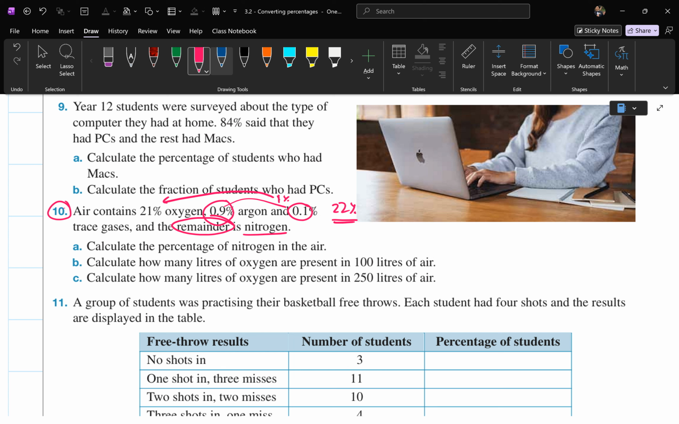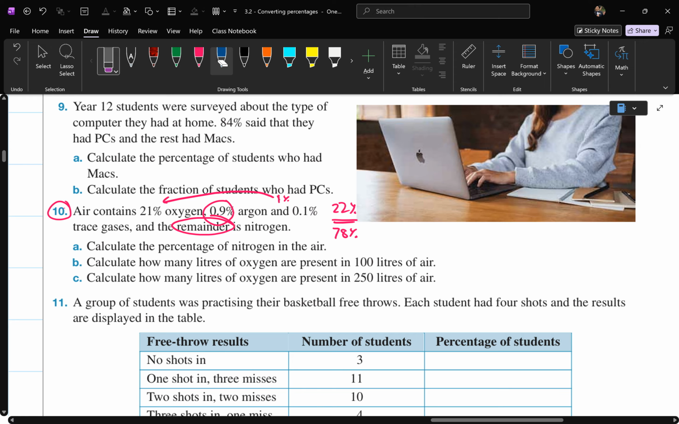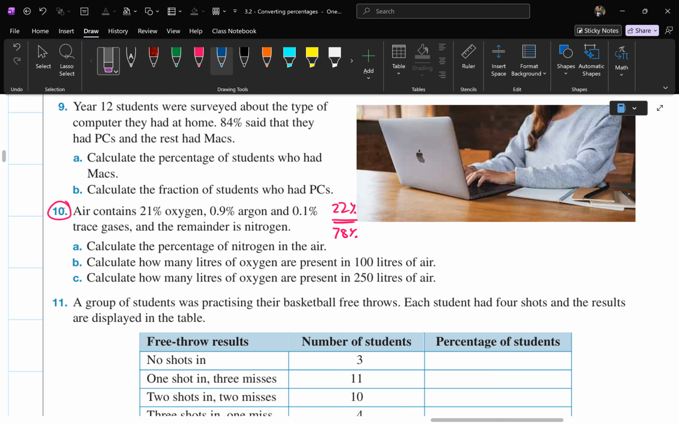So if there's 22% already used, then the leftover for nitrogen must be, what, 78. And 78 plus 22 will add up to 100%. Okay? Again, if you weren't sure how to do that quickly, you could do 100 on your calculator, take away 22, and you should have got 78 from that. Okay? All right, so now I know nitrogen is 78%.